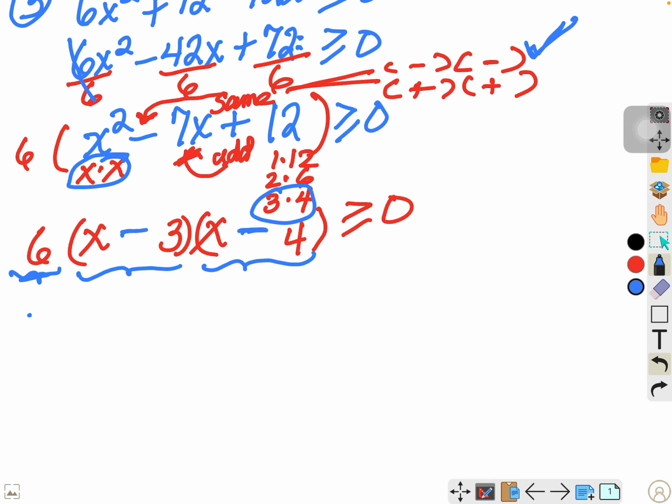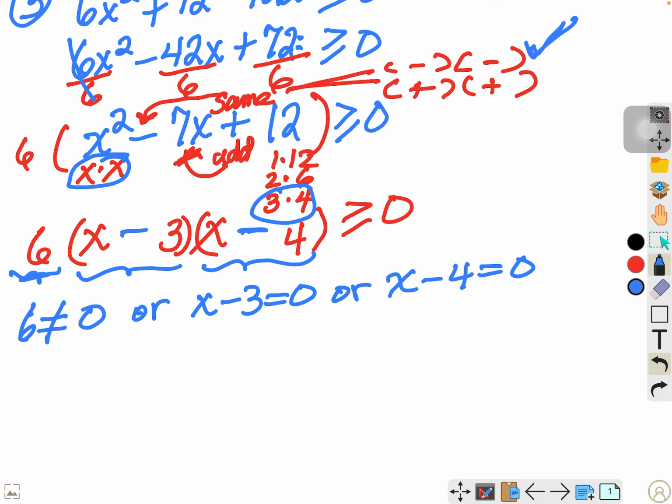But we can try. We set each one of the factors equal to 0, and we right away see that 6 does not equal 0. Or the second factor, x minus 3 equals 0, or the third factor, x minus 4 equals 0. And we isolate x. No x here in the first term. We're going to add 3 to both sides of the equation to isolate x. And in the last case, we're going to add 4 to both sides of the equation to isolate x.